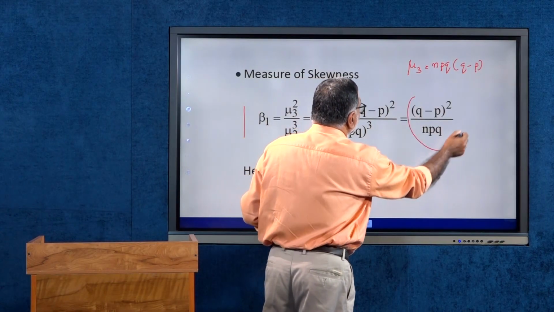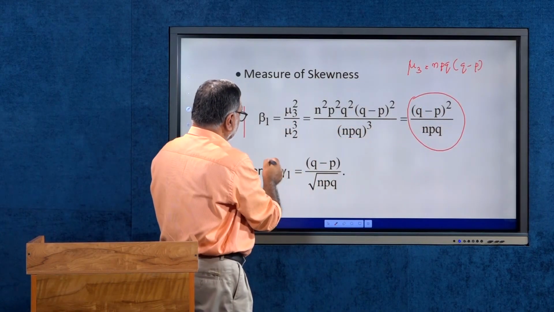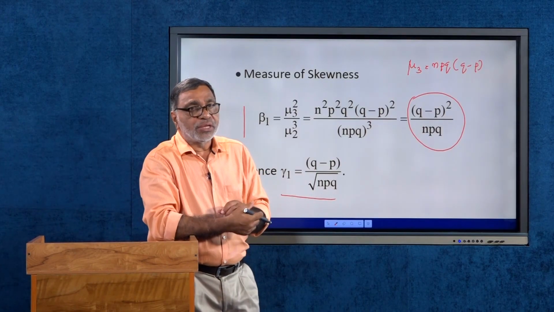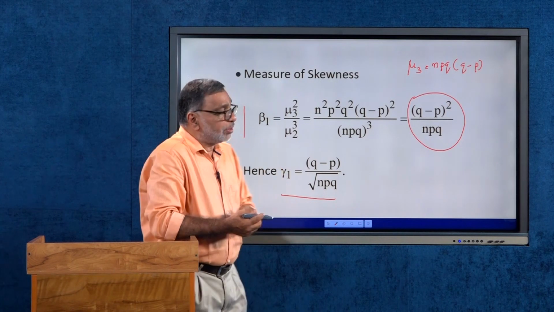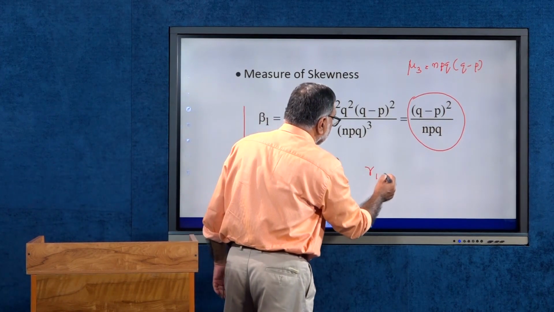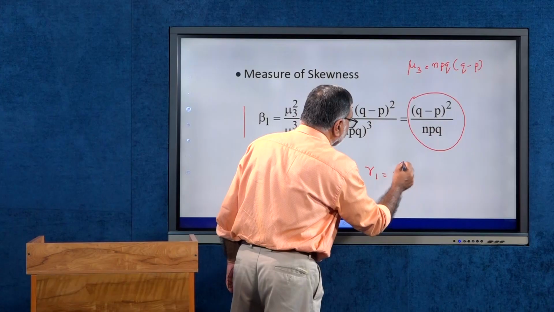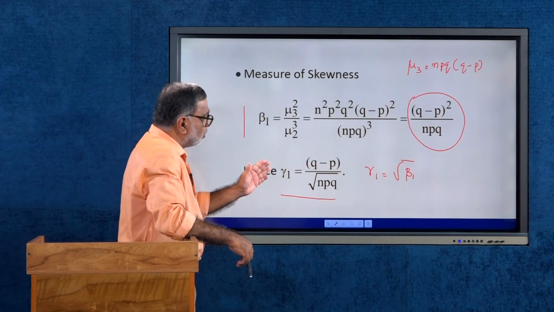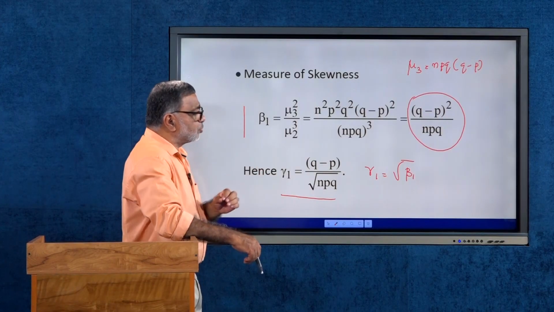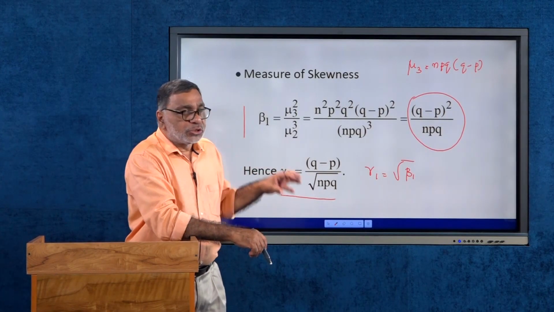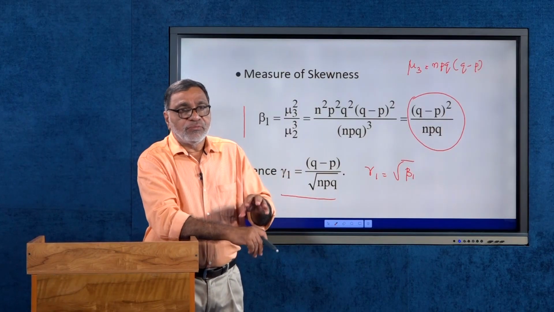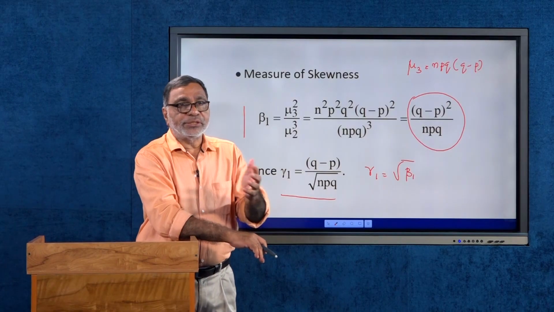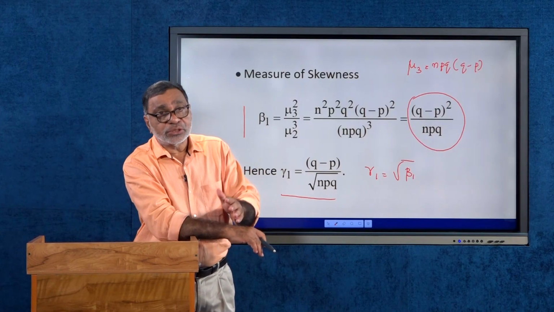So, that is q minus p the whole squared divided by npq is the simplified expression. So, this is our measure of skewness, and gamma 1 is equal to q minus p divided by root npq. Gamma 1 is actually the square root of beta 1. So, beta 1 is q minus p the whole squared divided by npq, or gamma 1 is equal to q minus p divided by root of npq. Using the value of gamma 1, we can classify the distribution, whether it is positively skewed, negatively skewed, or symmetrical.